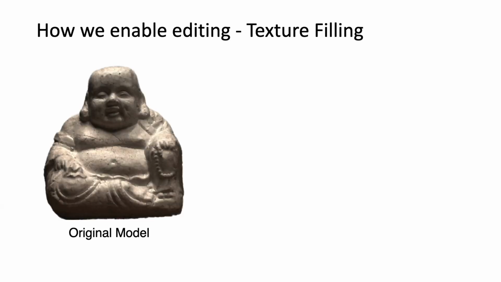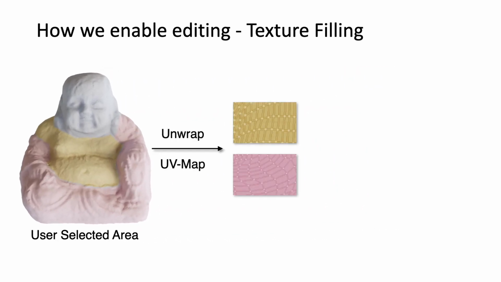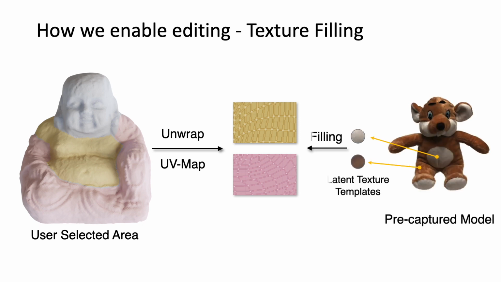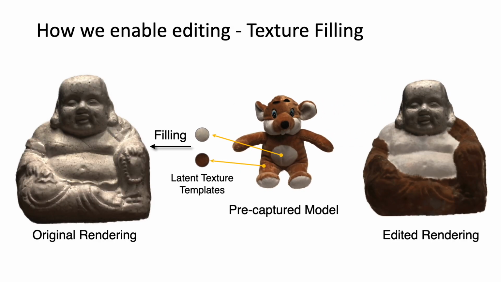For texture filling, we first select mesh vertices of the interest area as before, and unwrap the UV map with 3D modeling software. Then, we repeatedly fill the mesh vertices on the UV map with latent texture templates from a pre-captured NeuMesh model. As we show, the gray and the brown hair from a teddy bear has been pasted into the chest and the cloth of the Buddha.